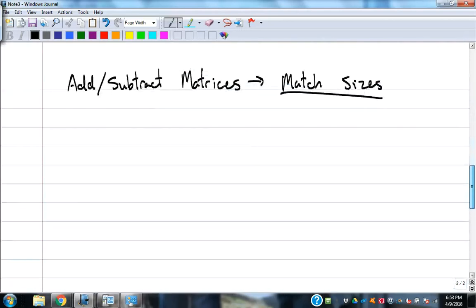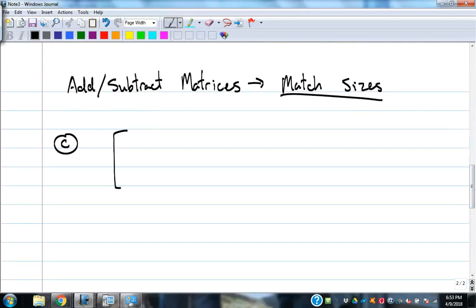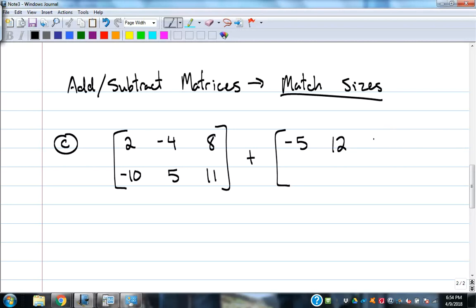what letter are we on, C, is because if you take, let's take a 2x3 matrix: 2, negative 4, 8, negative 10, 5, 11. If I'm going to add something to that, it needs to be the exact same size. So it needs to be a 2x3 matrix as well. I'm going to have something like negative 5, 12, 3, 6, negative 7, 2.